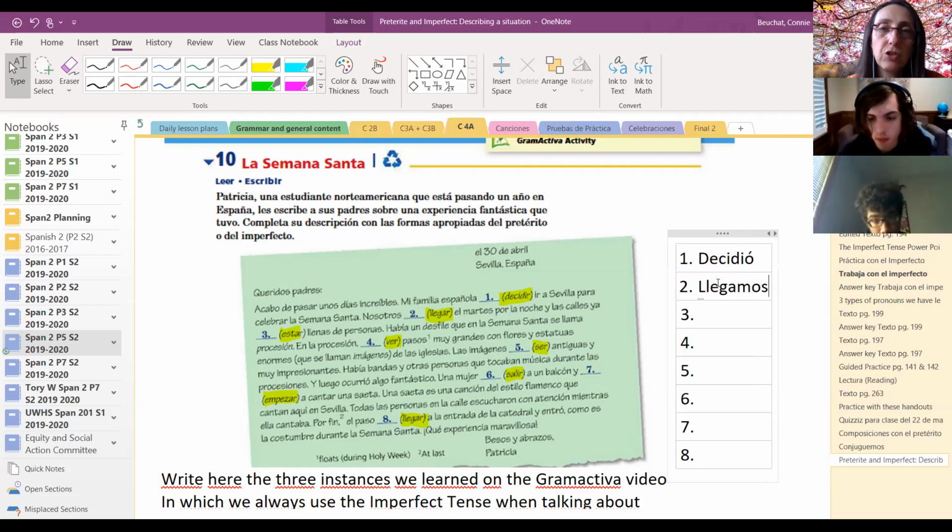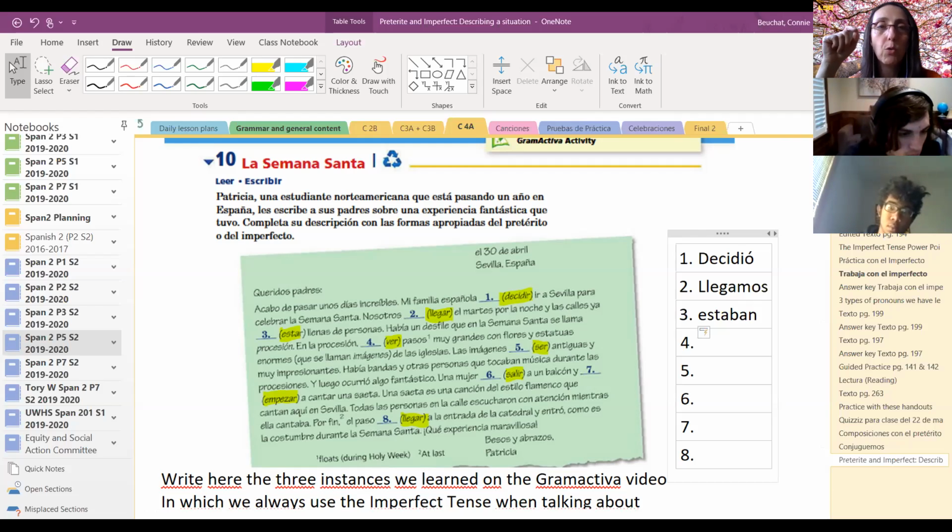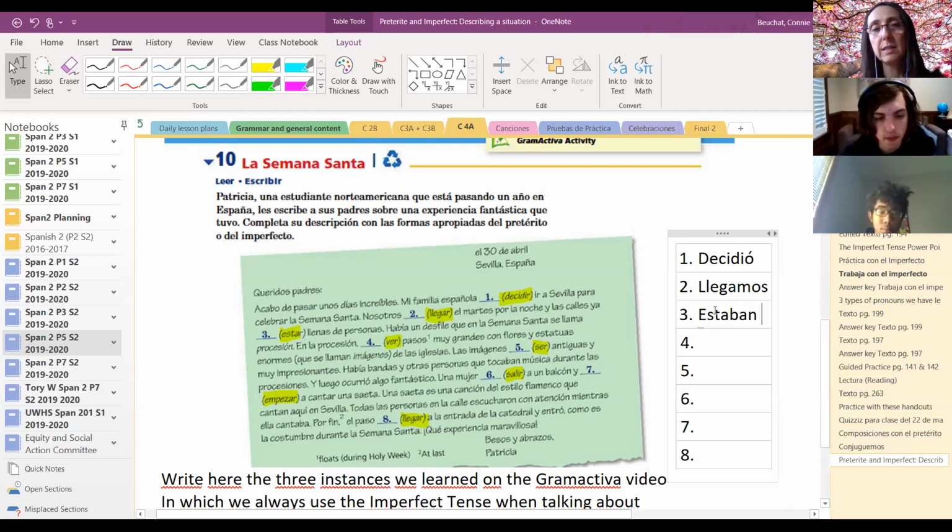Okay, so llegamos el martes por la noche y las calles ya estaban llenas de personas. Llenas is full. So we arrived on Tuesday night and the streets were already full of people. So the reason why that one is imperfect is because it's describing the streets, how they were in the past, describing the background. Is that making sense there? Yeah. Muy bien. Había un desfile que en la Semana Santa se llama procesión. En la procesión.